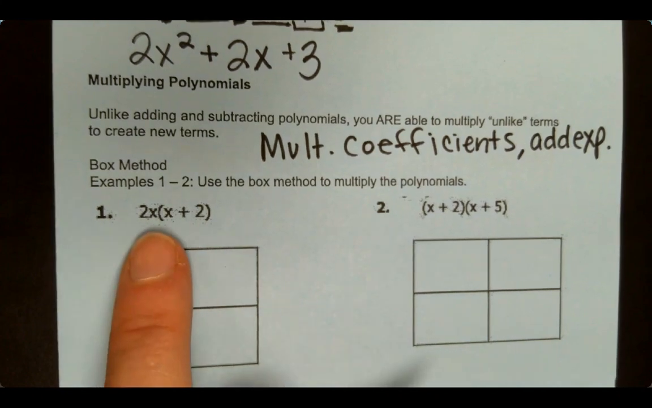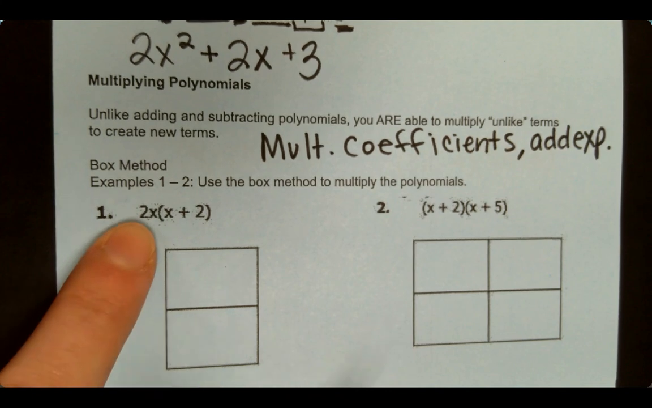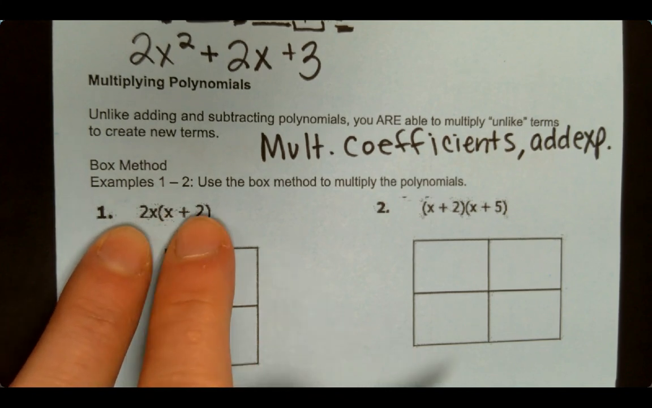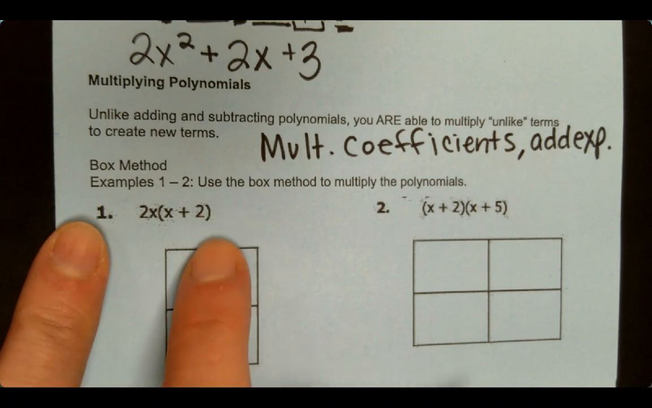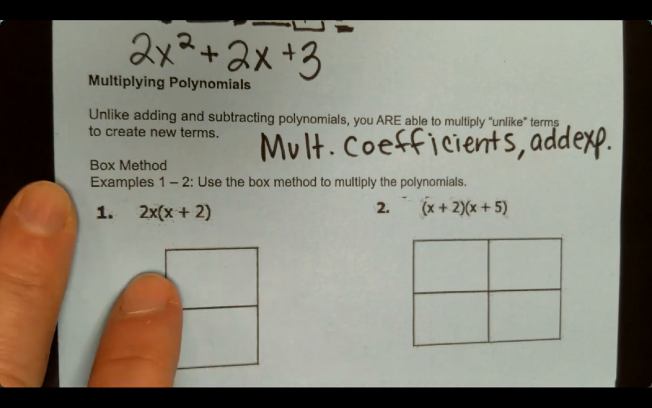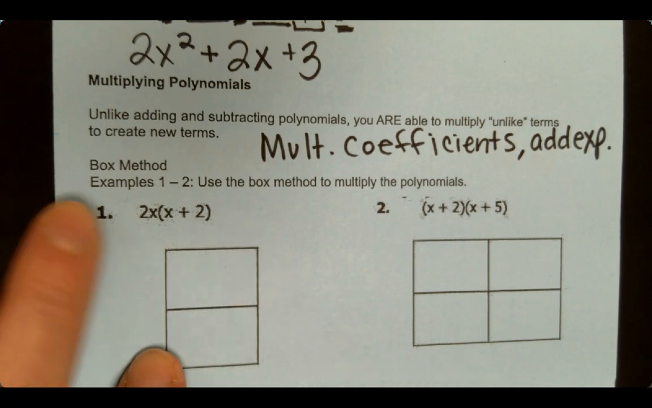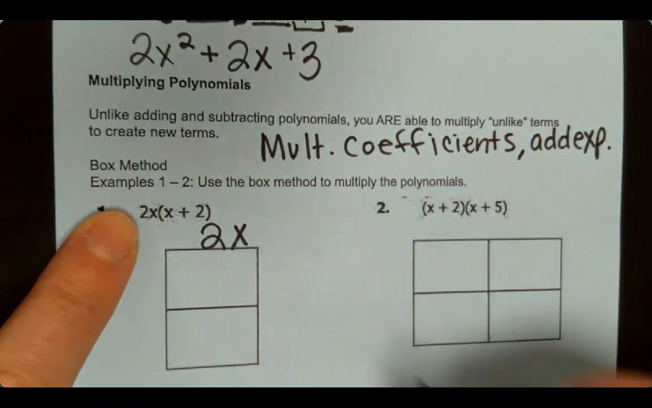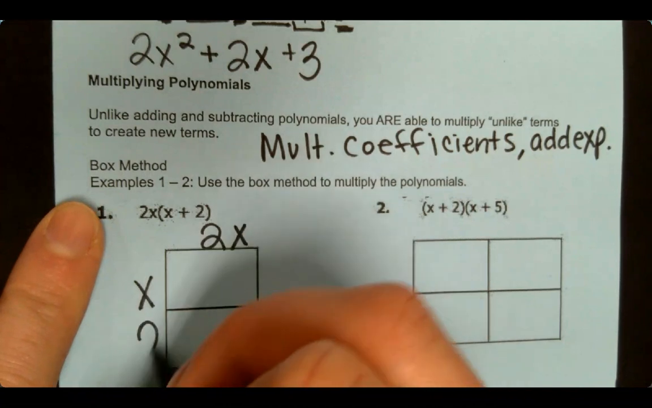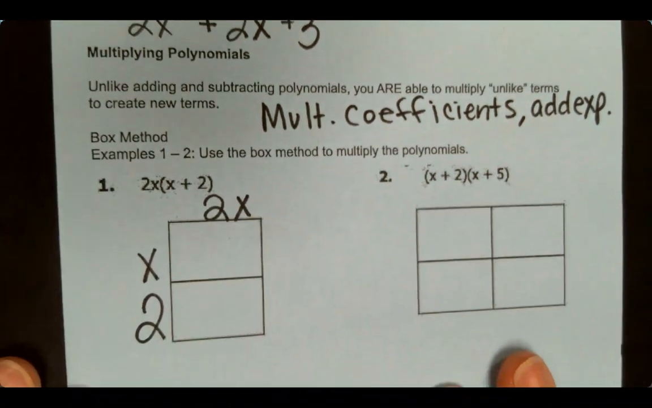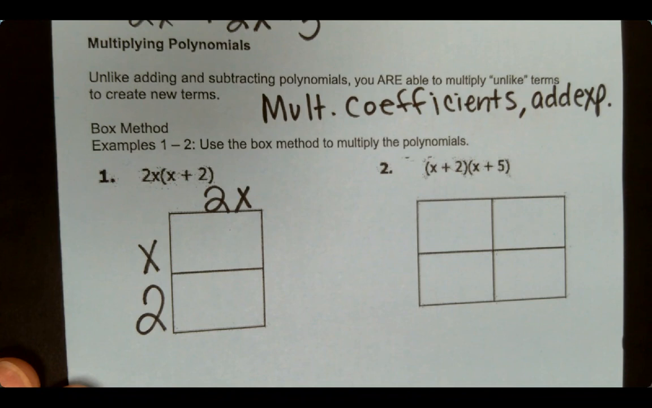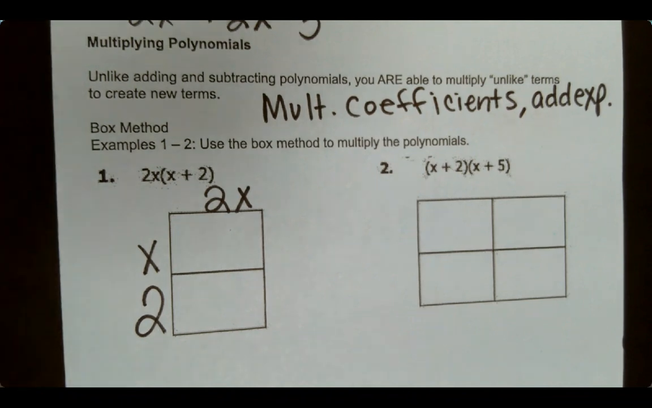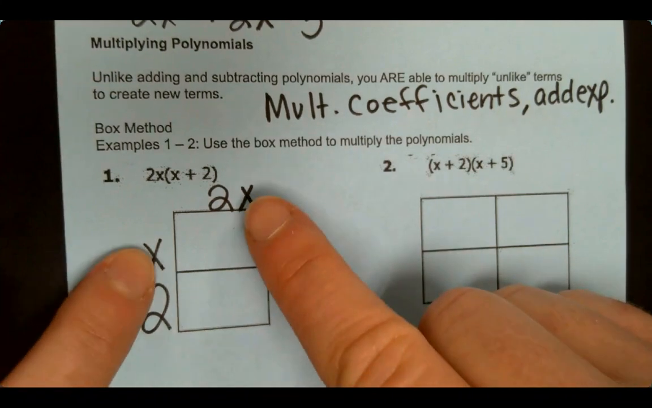So the box method is like rows and columns. So see how we have one term multiplied by two terms. So one column and 2 rows. So what we can do is we can do 2x here multiplied by x plus 2. And so what we're going to do is we are going to multiply a row by a column.